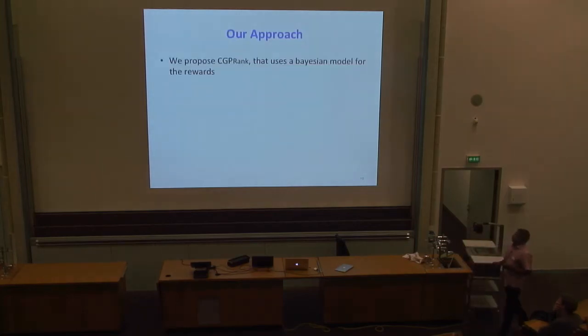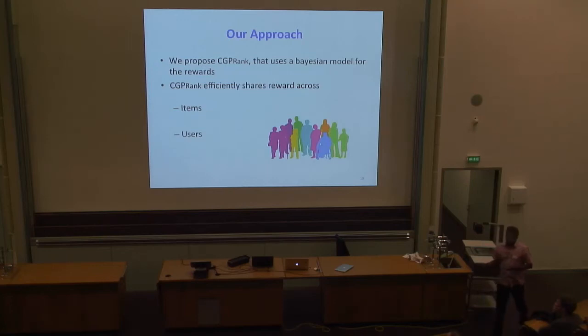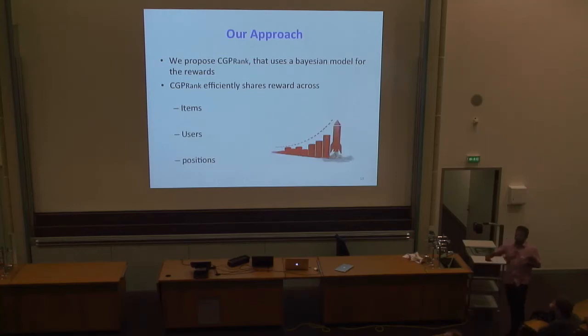Now, in our approach, what we do is that we propose this CGP rank. It uses a Bayesian model for rewards, and it efficiently shares the rewards across the items based on some similarity notion, across users, again based on similarity because we have the user features, and across positions along the list.